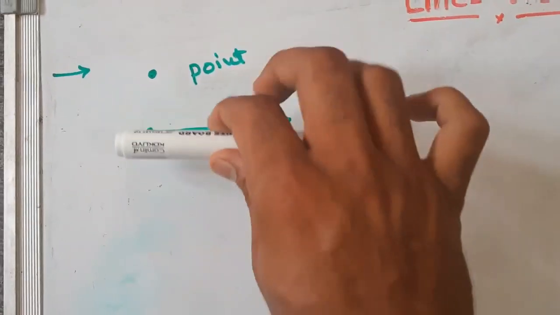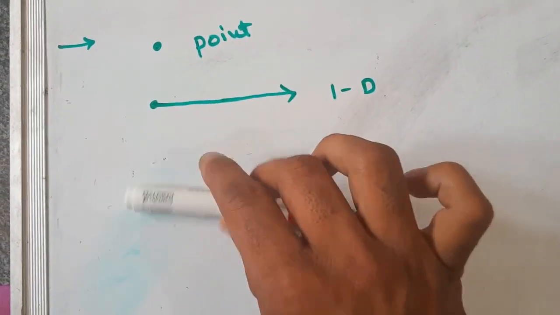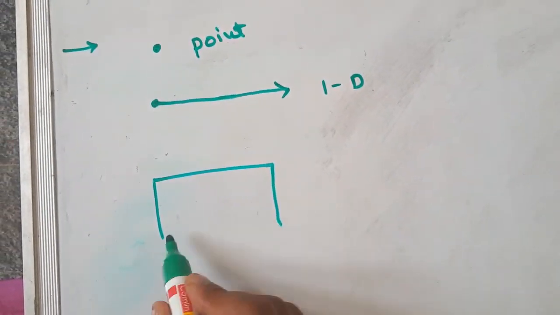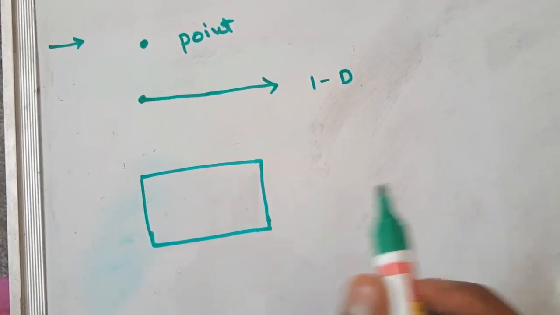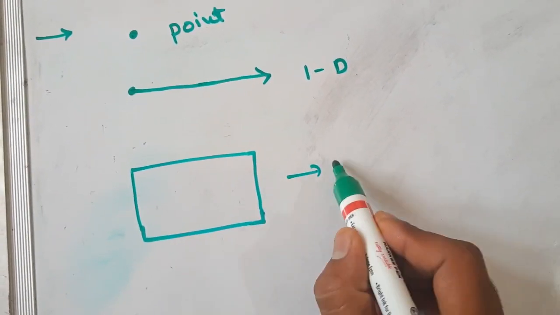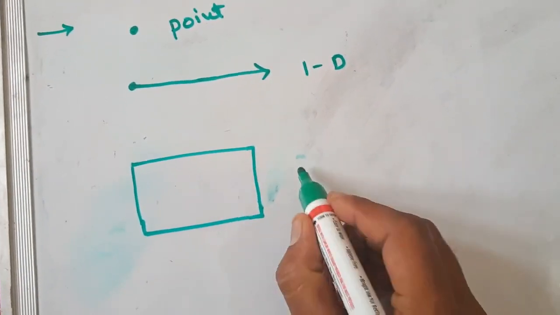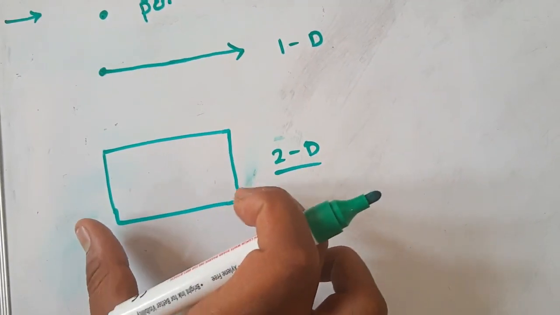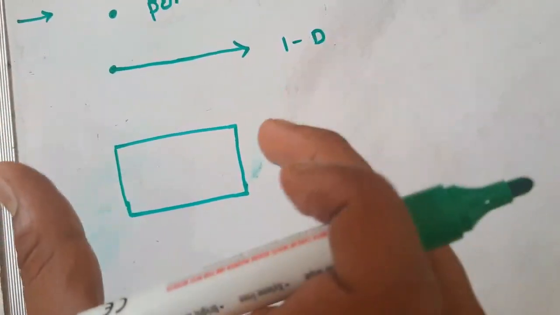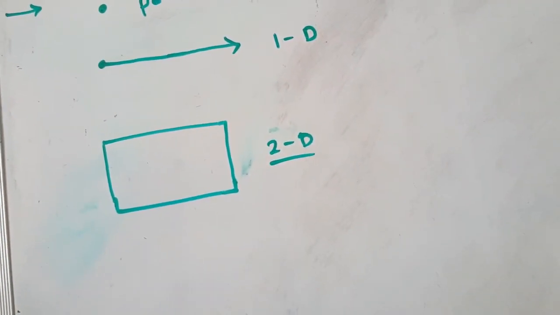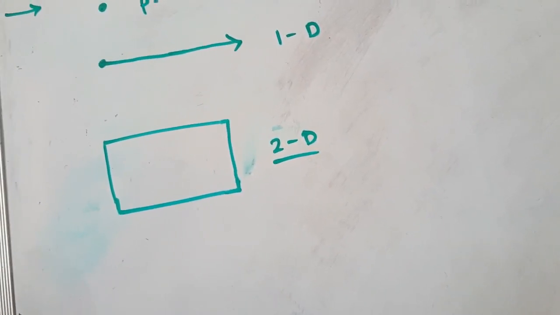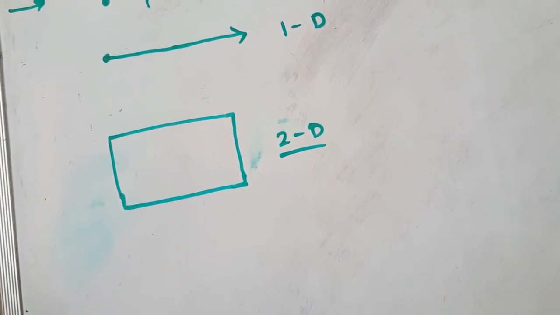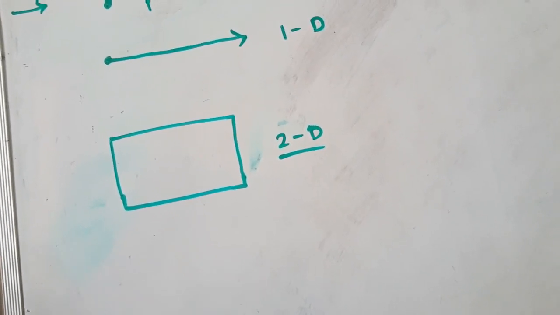If I extend the line downwards, then it's going to form a rectangle, or plane. This is 2D, two dimension. If I extend this plane upwards, there will be a page. If I keep many pages one on top of another, then I am going to get a notebook. A notebook is what? 3D, solid.